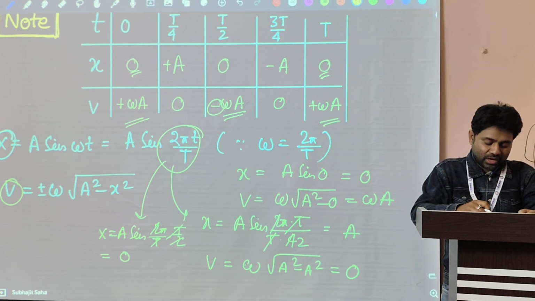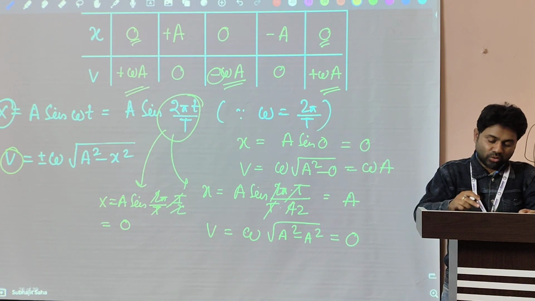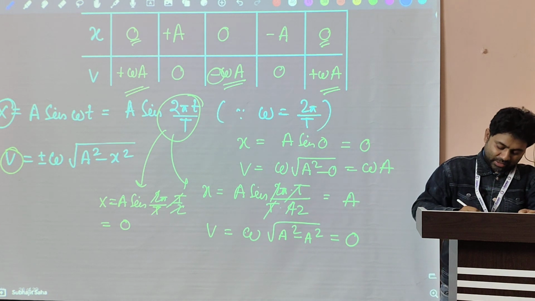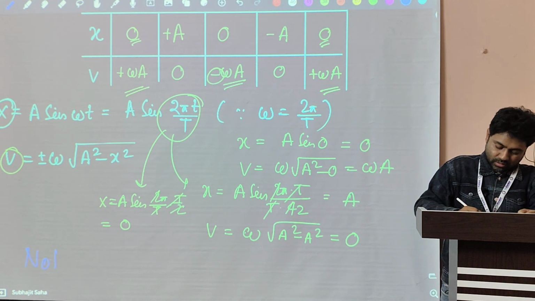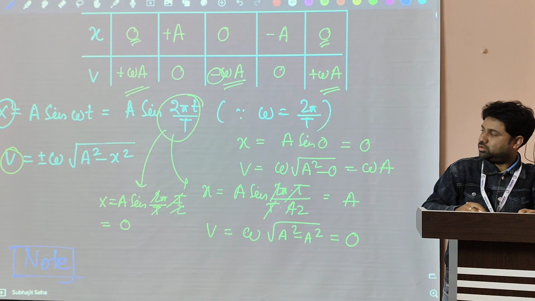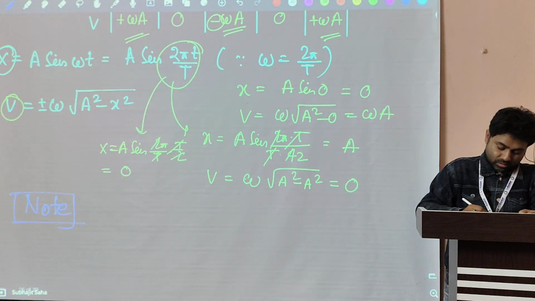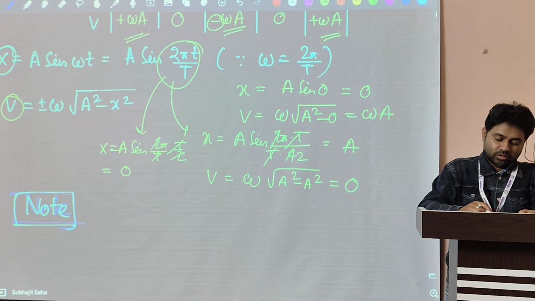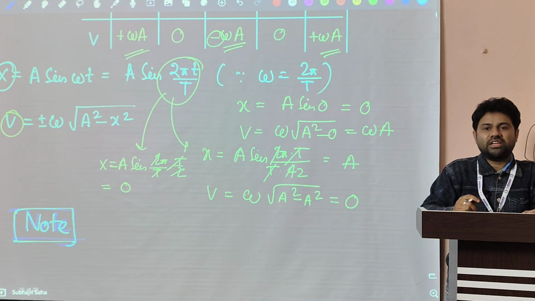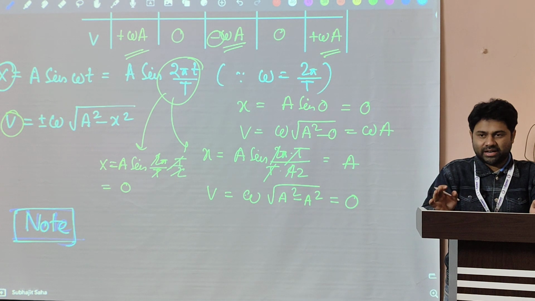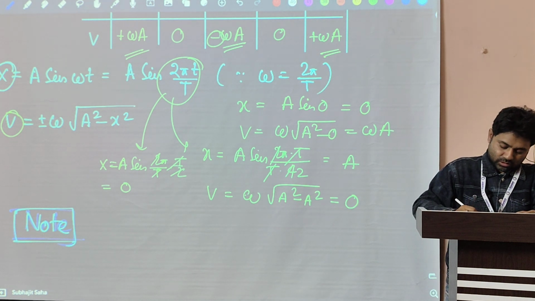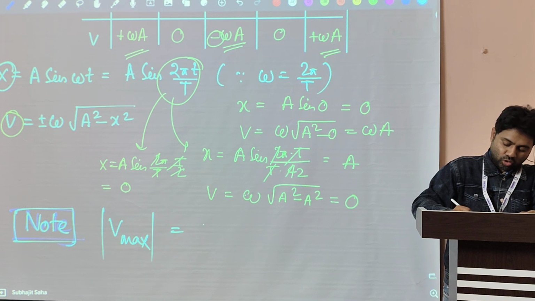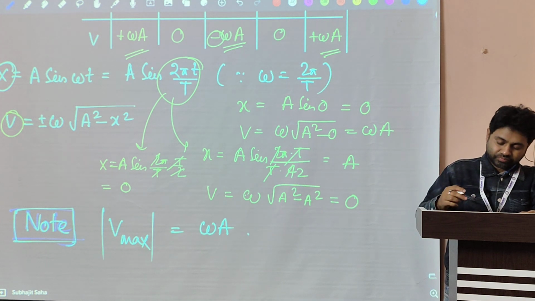So from there we learn one more thing. From the whole data table, you can make this note, of course: the magnitude of maximum velocity is omega a. Velocity is never getting more than that. So maximum velocity has a magnitude of omega times a.